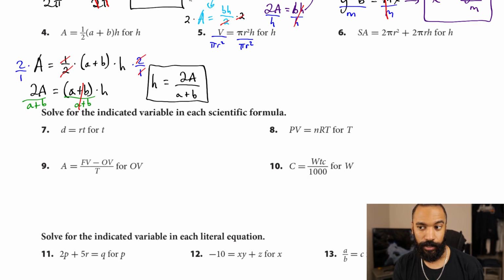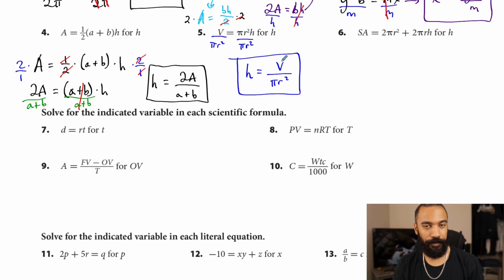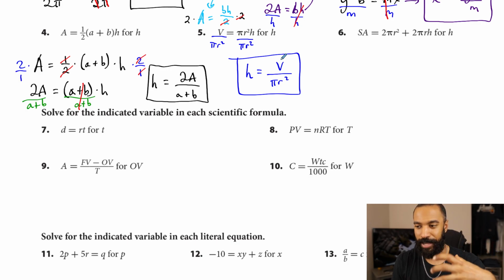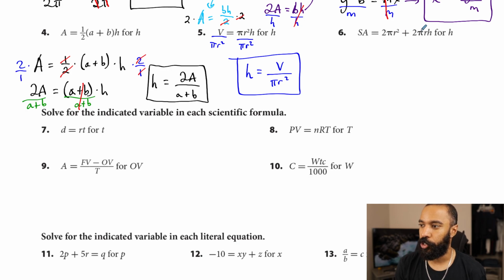Those cancel, and then you get h equals V all over pi r squared. If I take the whole volume of my cylinder and I divide it by the area of that base circle, on top or bottom, if I divide it by its area, pi r squared, I get the height of the cylinder. All right. Number 6, SA equals 2 pi r squared plus 2 pi r h, for h.